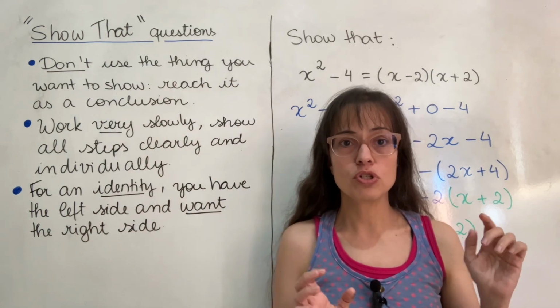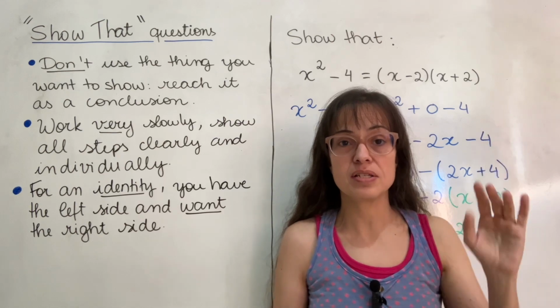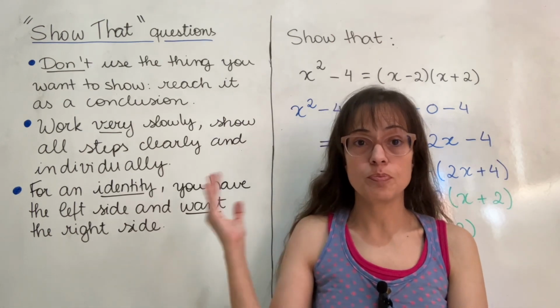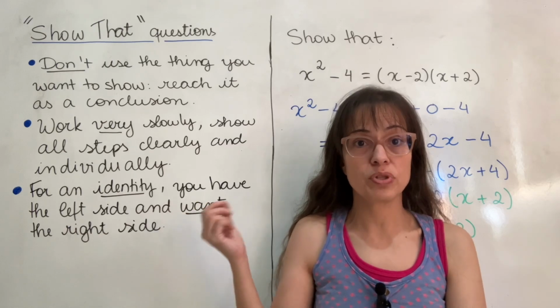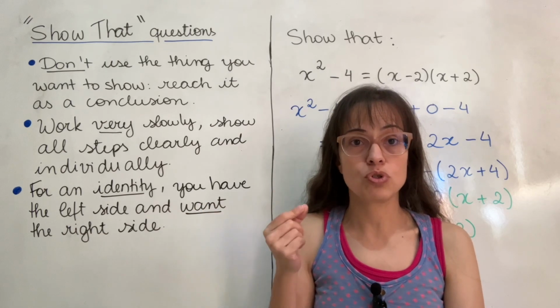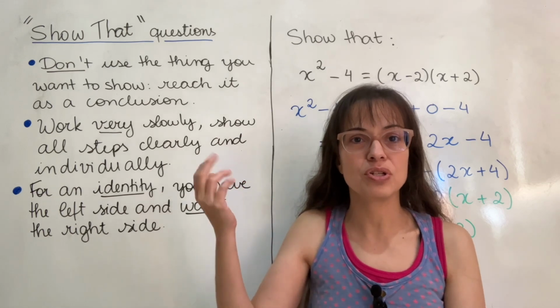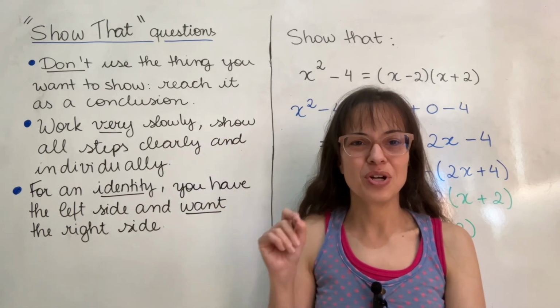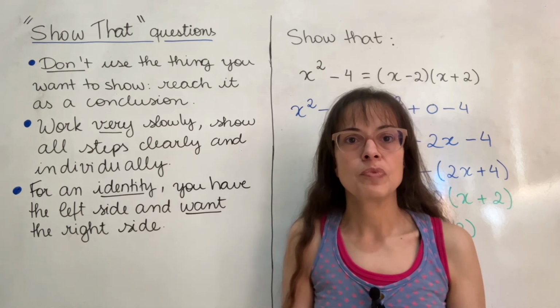Now, also important to mention about these kinds of exercises is the common mistake that people tend to do. Because the common mistake in the previous exercise, when it was show that x equals 2, in that case, it would be wrong to just take x equals 2 and substitute that into the equation, check that it works. That would be a very common mistake. You're not supposed to use the thing that you want to show.